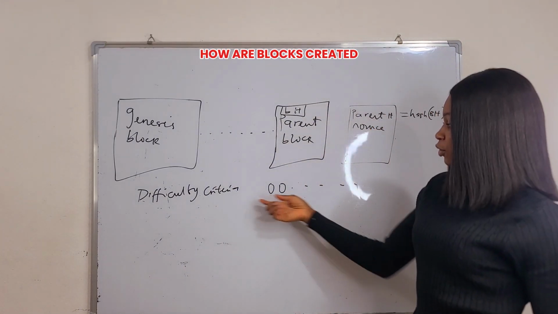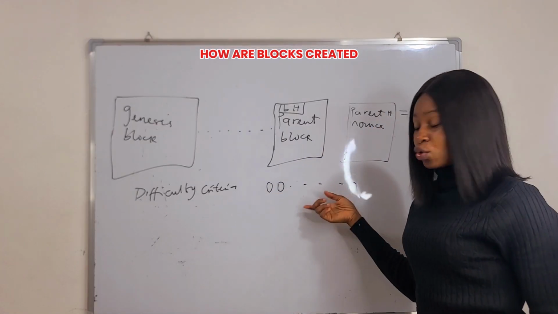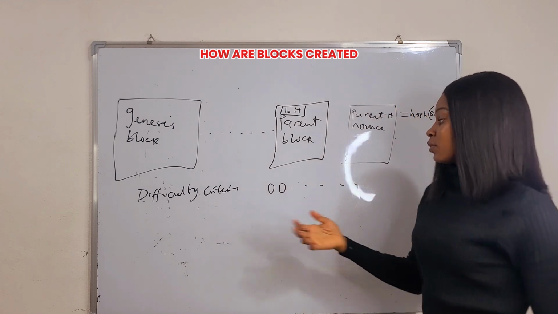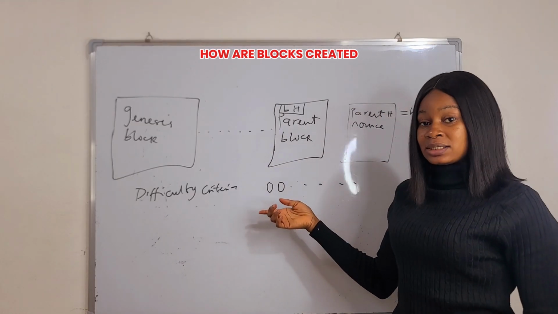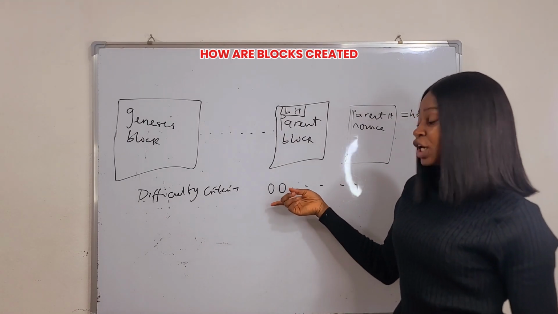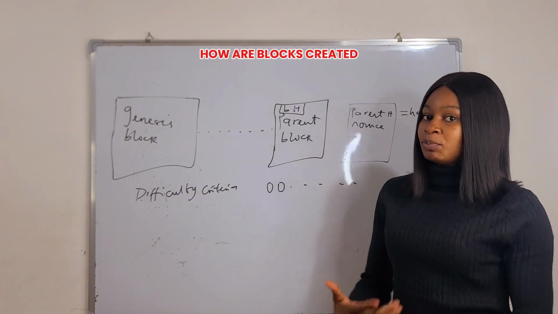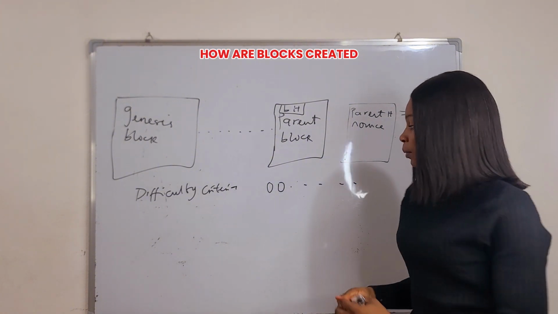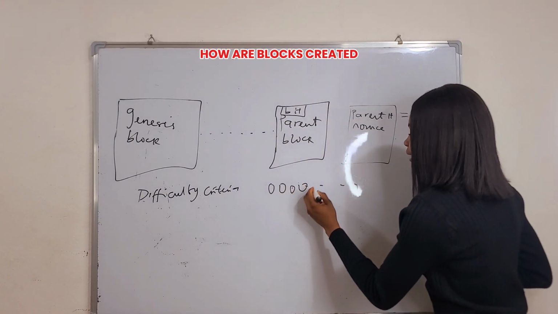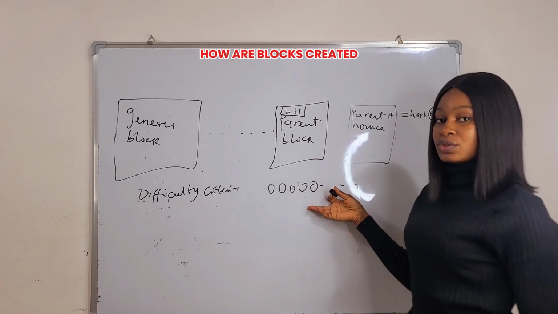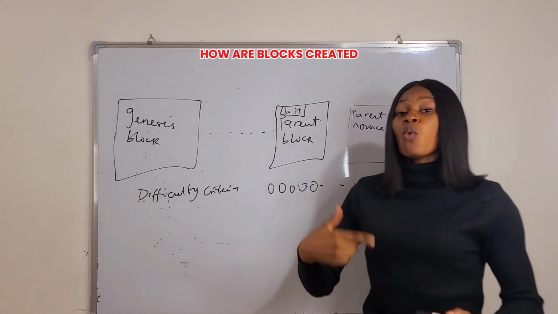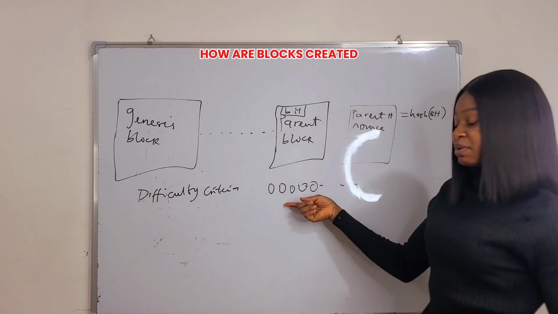So this block difficulty can be increased or reduced, right? If the criteria requires a lower number of zeros, then the block difficulty is lower. But when it requires, let's say, 5 zeros, that means they have to do more work to produce a hash that meets this criteria.